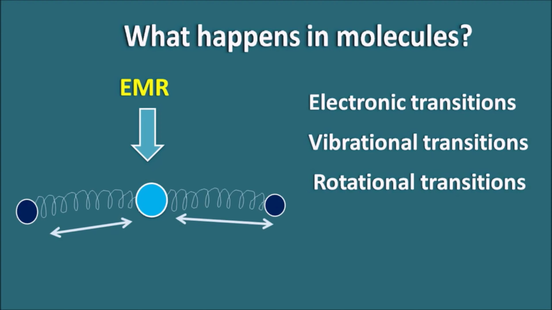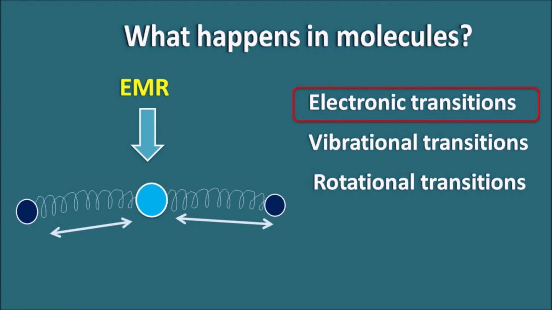In this way, whenever electromagnetic radiation falls on a molecule, it can produce 3 types of transitions: electronic, vibrational and rotational transitions. Among these, electronic transitions require high energy and rotational transitions require less energy. So whenever the electromagnetic radiation falls on the molecule, it will try to undergo electronic transitions.